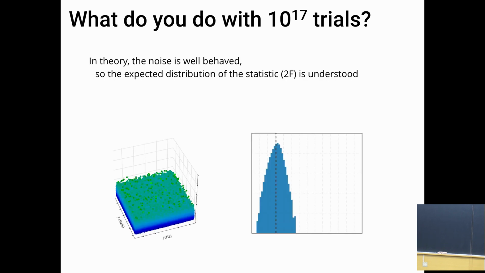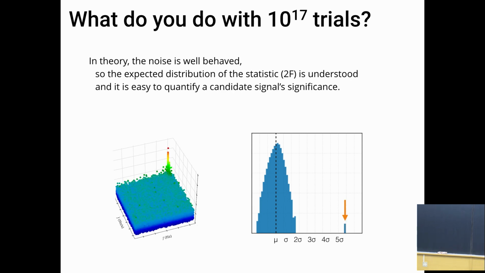In theory, your noise is really well behaved. It's very flat. If your noise is really well behaved, the distribution you expect is fairly well understood. It's analytical and very well behaved as well. And in that case, if you have a potential signal, it's easy to quantify its significance.